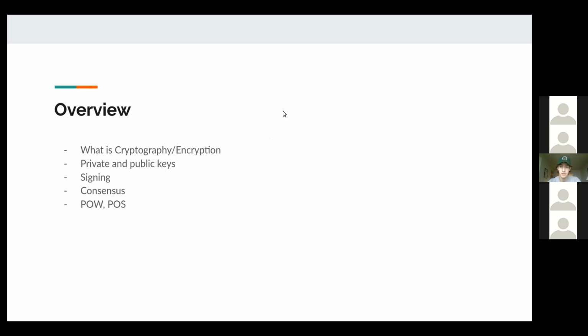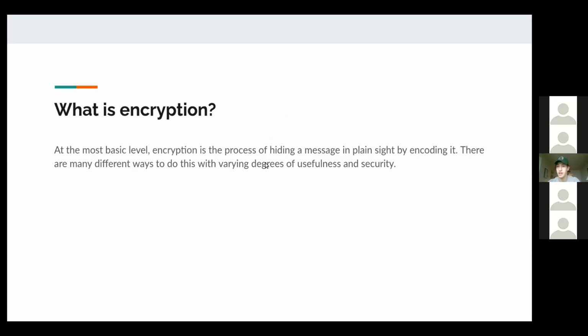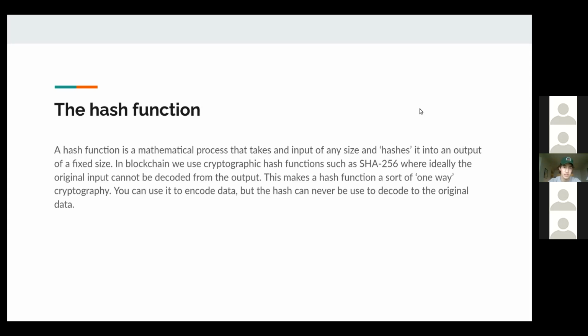All right. So first of all, what is encryption or cryptography? Basically, encryption is when we have a message, right, and we want to hide it. We want to make it so that we can send it to someone and people can look at what we're sending, but they can't tell what information that actually contains. And there are a lot of different ways to do it. And we use a lot of them in our different processes.